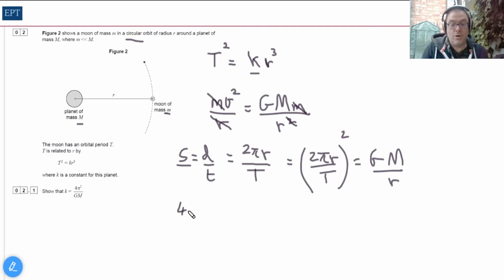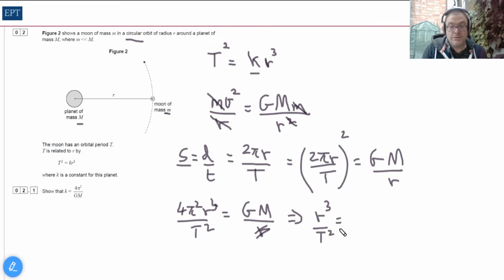So now a little bit of algebra. That gives us 4 pi squared r squared over T squared equals GM over r. We can tidy up with respect to the r's first, so we'll get rid of this one, and this one becomes a cube, r cubed. So now we have rearranged this one to give us r cubed over T squared, and this is going to be the value of the constant now, which is going to be GM over 4 pi squared.